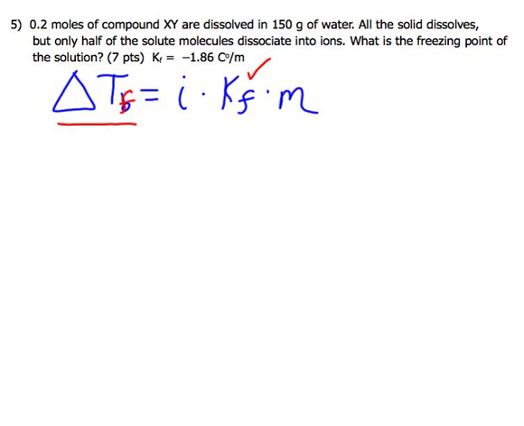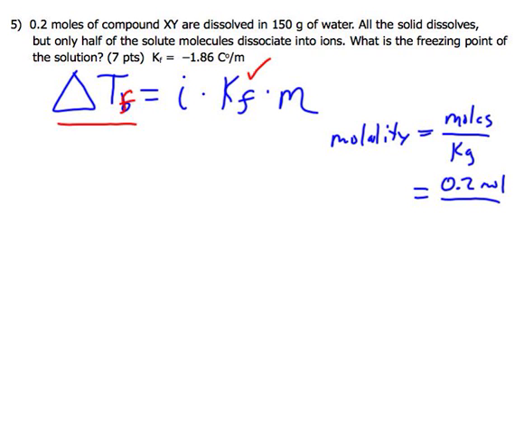So molality, as we know, is simply moles of solute over kilograms of solvent. I'm told right off the bat we have 0.2 moles of solute, and there is 150 grams of water, which is 0.15 kilograms. So the molality is 0.2 divided by 0.15, or 1.33 molal. So I know that as well.